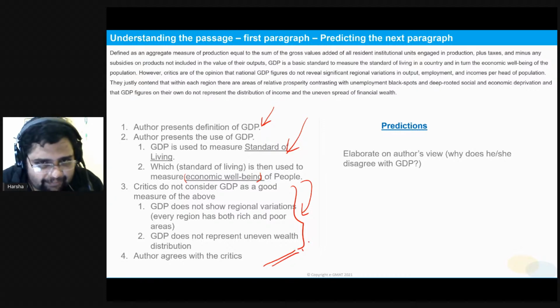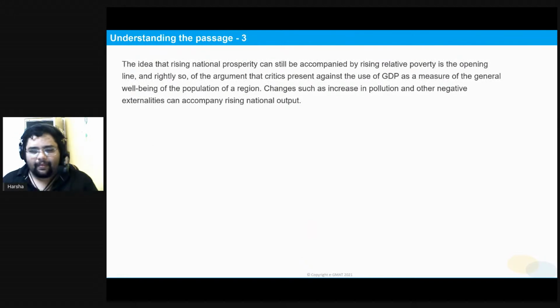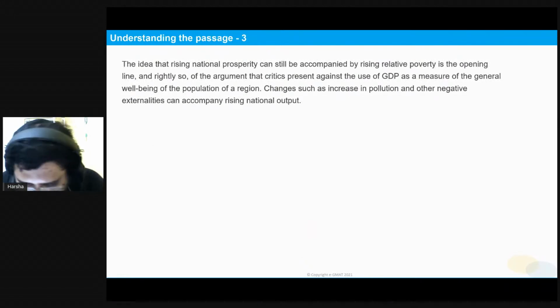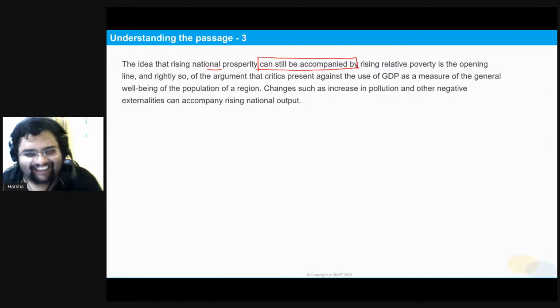Everybody with me so far? And you see how we are analyzing the passage. This is what I really wanted you to take away. So let's come to the second portion. The idea that rising national prosperity, by the way, I hope you guys paid a lot of attention to this time round. We built exercises around this. Those of you who did this would not have gone wrong in some of those questions.